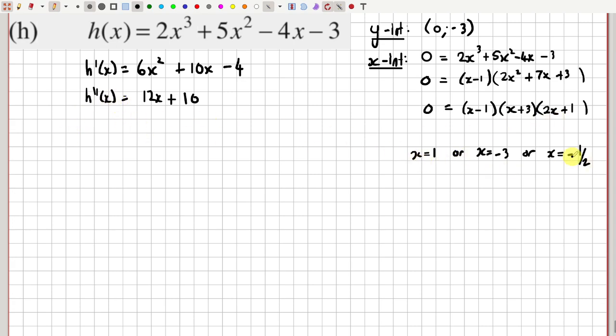Next up, I did not see any of these x values repeating, so I'm not thinking that any of these should be my stationary points. So let's have a look at what my stationary points would be. I take my first derivative and make it equal to 0, like so. I'll divide straight through by 2, like that, and then we'll factorize.